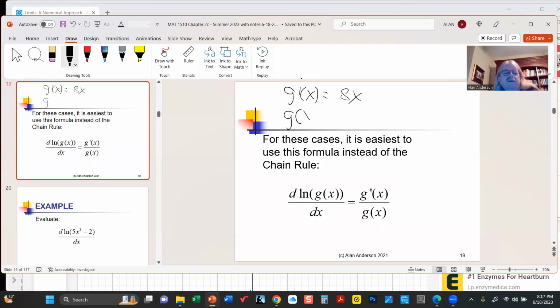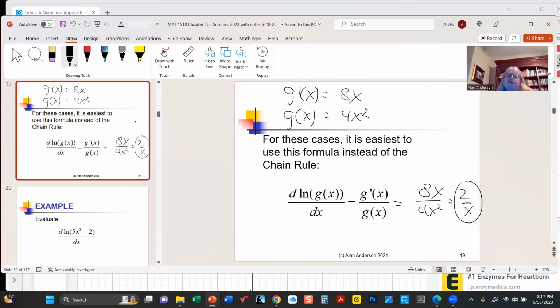And g of x was 4x squared. In other words, if we just use the rule, we don't have to derive this through the chain rule every time. We would have just realized that it was 8x over 4x squared, which is simply, again, 2 over x. Okay, so once you understand the chain rule and how we're using it here, you can just plug the results directly into this formula, and you'll have your result. We don't need to derive it every single time.